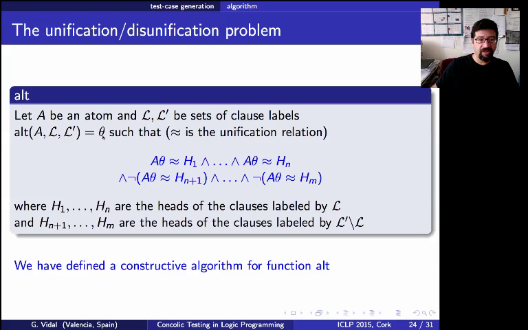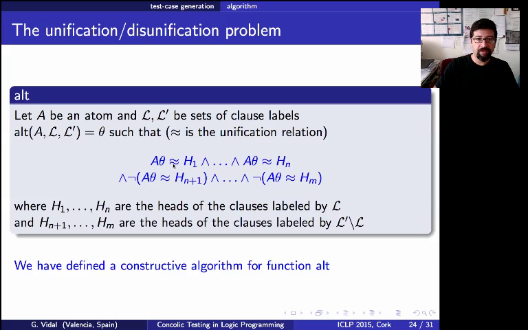So we are looking for a substitution theta such that A unifies with the heads of the clauses labeled with labels from L, and I want A theta to not unify with the heads of the clauses in the set L prime. But this is not as simple as it might look, because this is not equality, this is unification.